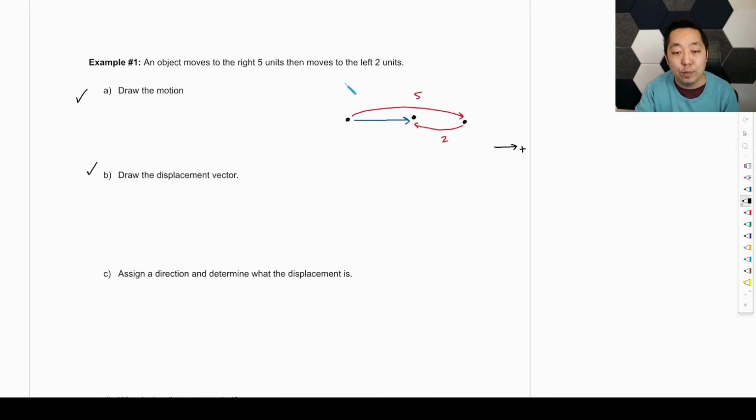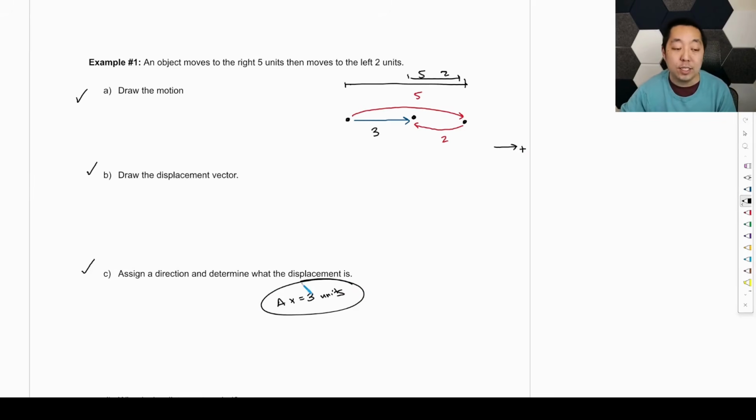Well, we know from here to here is 5, and we know from here to here is 2, so that means this distance has to be 3 units, right? So then we assign a direction. The displacement then is going to be 3 units pointing to the right. We said right was positive, so the displacement is 3 units to the right, positive 3.